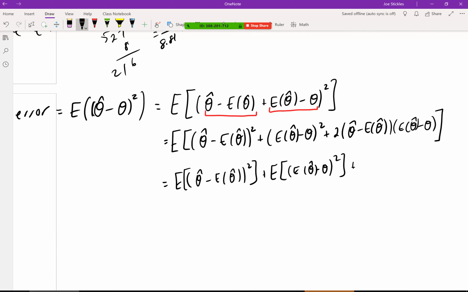And then over here, I've got a couple of constants that I can pull out. Once I compute the expected value, this is a constant here. This is also a constant, and of course the 2 is a constant. So this comes out as a 2, and there's an expected value of theta hat minus theta. And then I have expected value of theta hat minus the expected value of theta hat. Lots of words, I know.